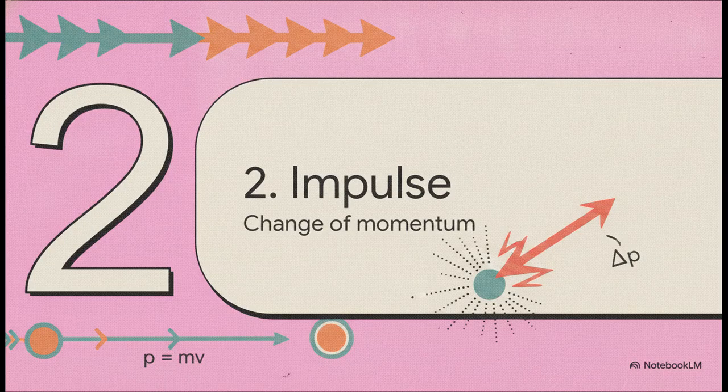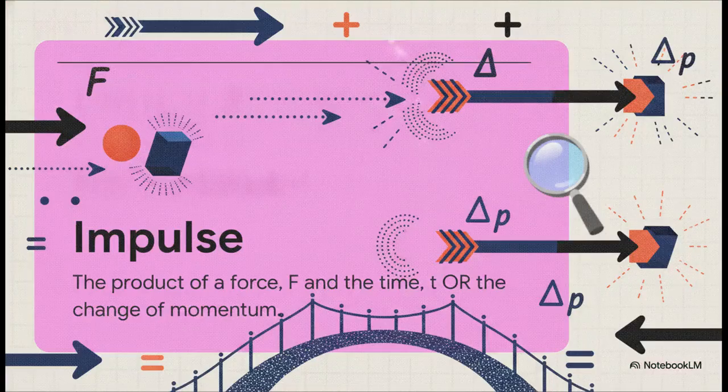Impulse, changing the momentum, or as we like to call it, the external conflict. Now we get to introduce the conflict. What happens when a force tries to change that momentum we just talked about? See, an object happily traveling along with its momentum won't just change course on its own. It requires an intervention, and that intervention is called impulse. Impulse is defined as the product of a force and the time over which that force is applied. Crucially, this is mathematically equal to the overall change in an object's momentum.